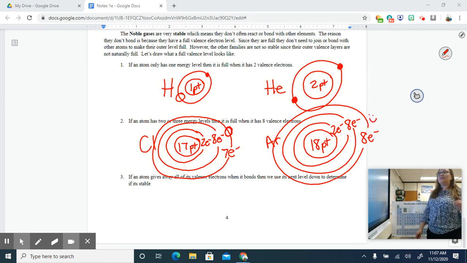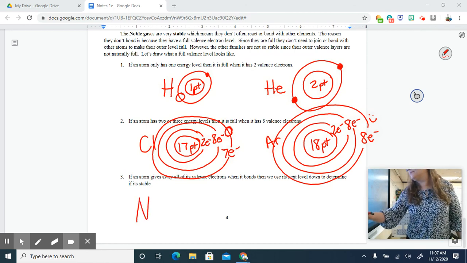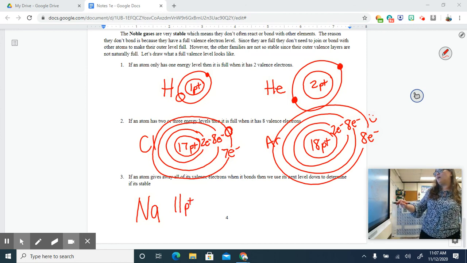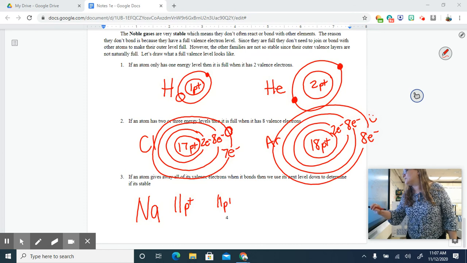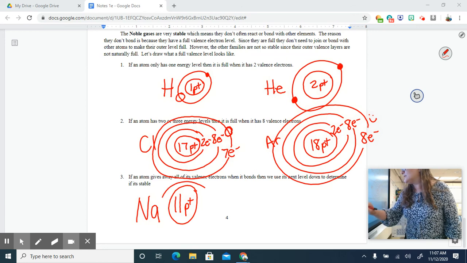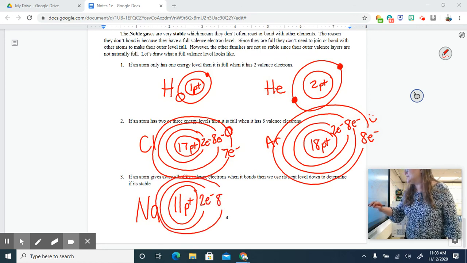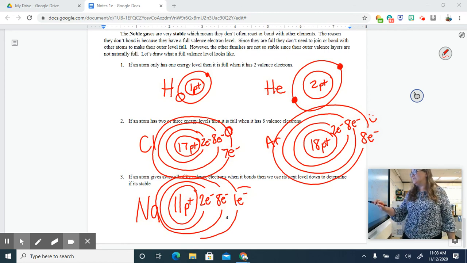Now, if an atom gives away its valence electrons when it bonds with another atom, it becomes stable. So this is why we can end up with something like sodium that has 11 protons, and therefore it has 1 extra on the outside. We've got our 11 protons, and then we have 2 in the first and 8 in the second. And then there's that 1 extra in the last energy level. And that sodium wants to give it away. So that's what it does.